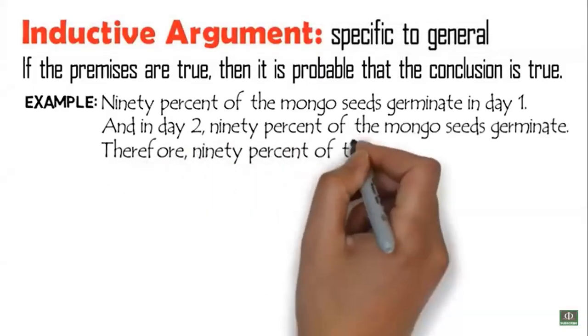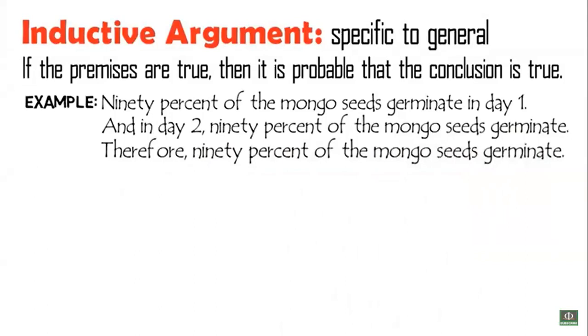Therefore, 90% of the mango seeds germinate. Based on this example, we can also say that inductive arguments are based on observations or experiments.